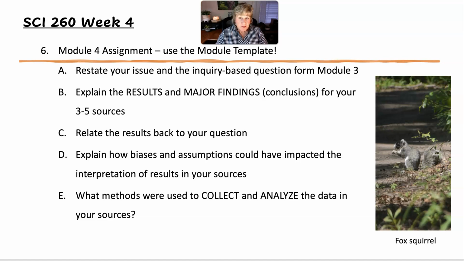So if a biotech company paid your company to do research on GMOs, you can bet that the results say that everything is pure and hunky-dory and safe having to do with these GMOs, right? Because of the funding. Yeah. And that would be a bias. What methods were used to collect and analyze the data in your sources? So you're going to discuss all of that for your Module 4 assignment.